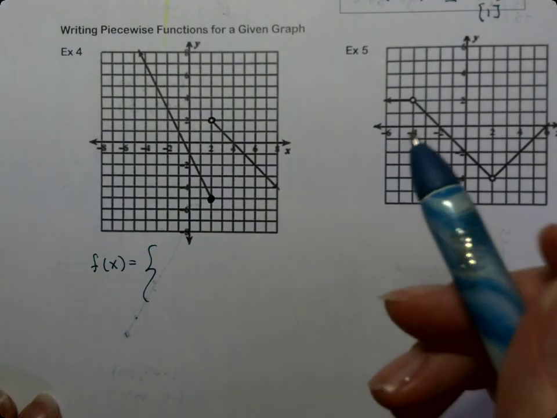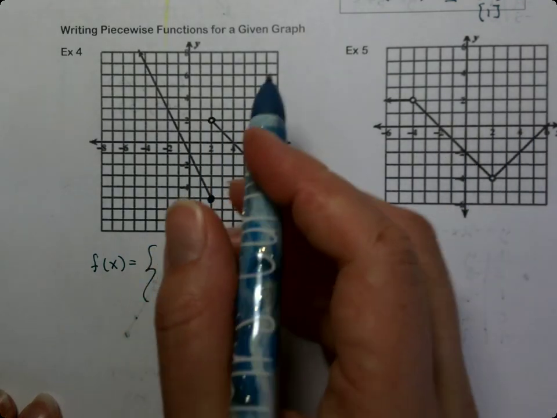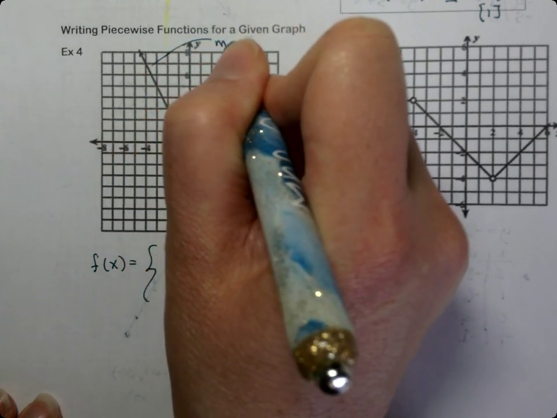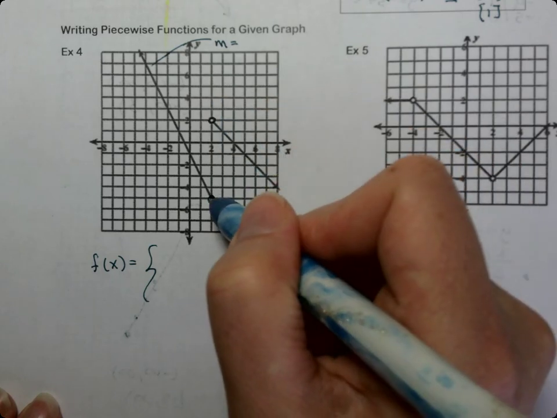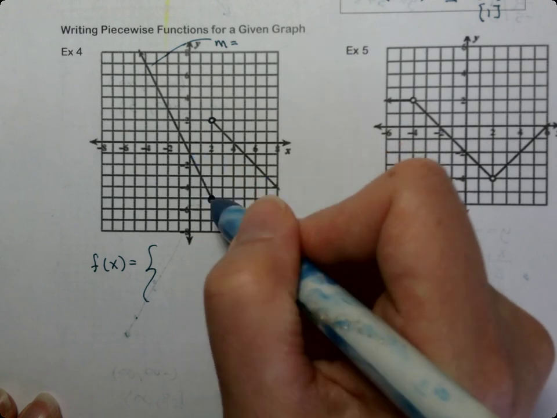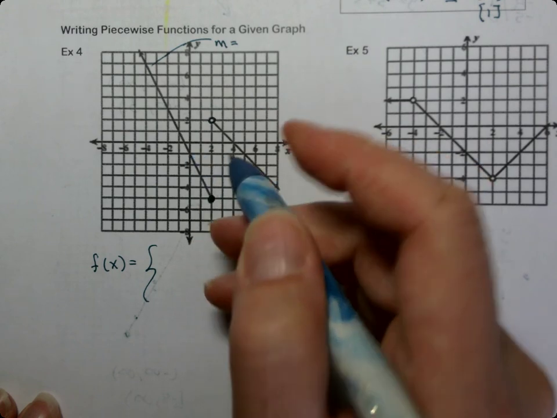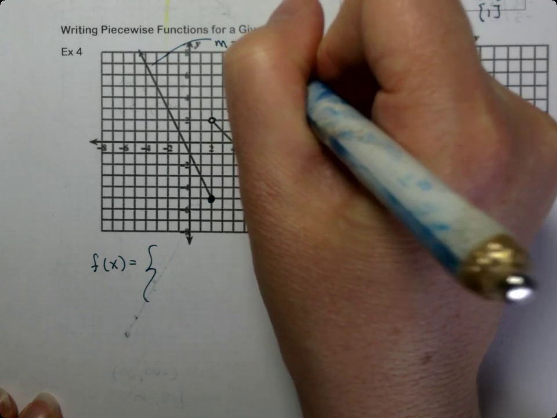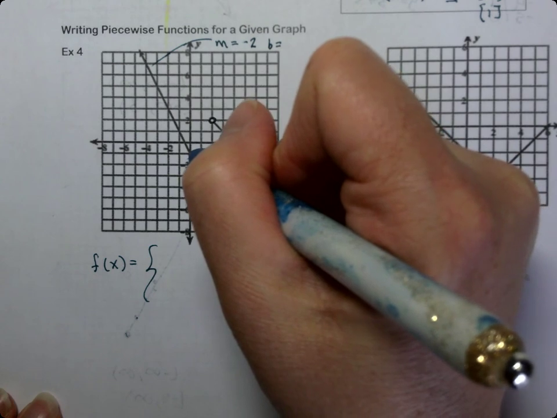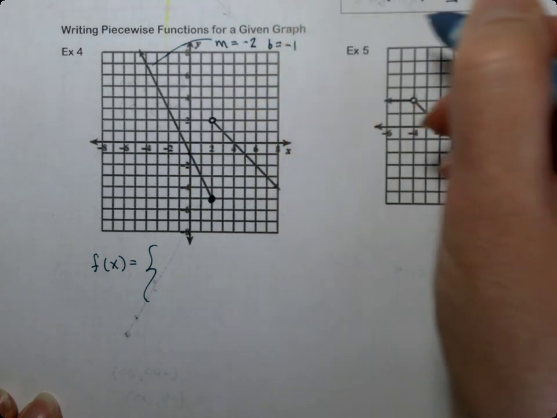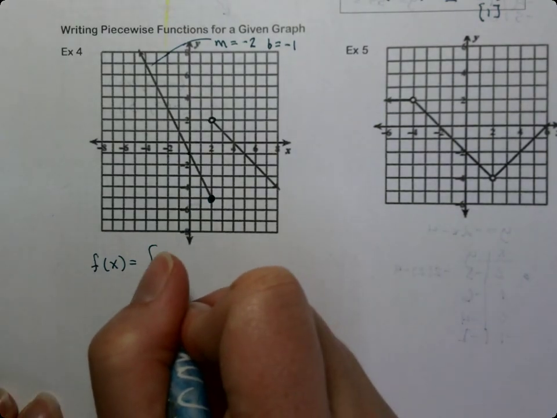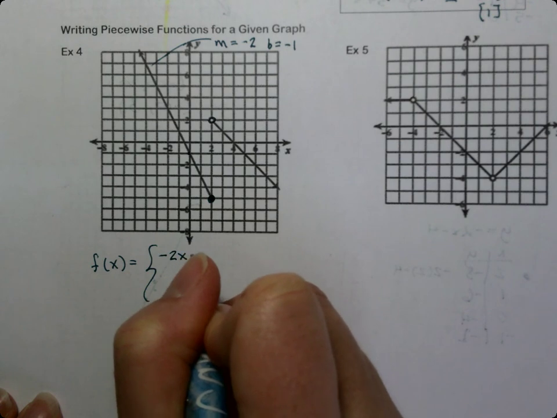Okay, so what two things do I need to write a linear equation? I need m and I need b. So on this one, the slope is what? Well, let's say we start at this point. I'm going to rise 1, 2, 3, 4, and go over 2. So it looks like I'm going up 2 and left 1. So my slope is negative 2. And what's my y-intercept on this line? Right there at negative 1. So my equation, f of x or y equals negative 2x plus 1.